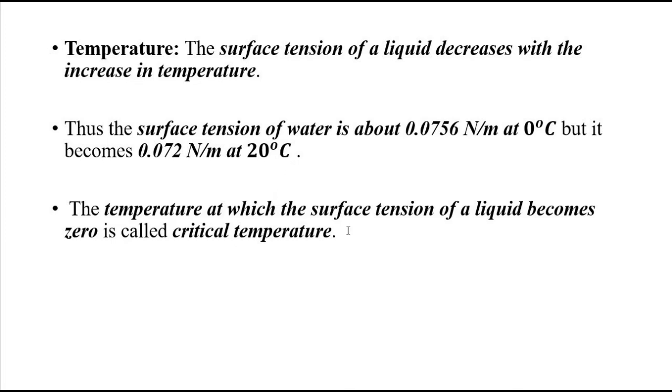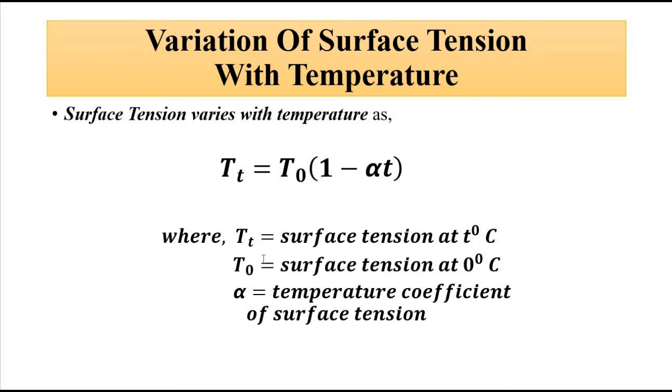The temperature at which the surface tension of a liquid becomes 0 is called the critical temperature. This mathematical equation gives us the variation of surface tension with temperature, where the surface tension at a particular temperature T_T is given as T_0 (1 minus alpha T), where T_T is the surface tension at a particular temperature T degrees Celsius, T_0 is the surface tension at 0 degrees Celsius, alpha is the temperature coefficient of surface tension, and T is the particular temperature in degrees Celsius.